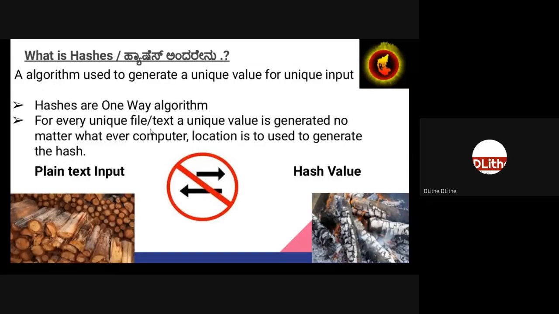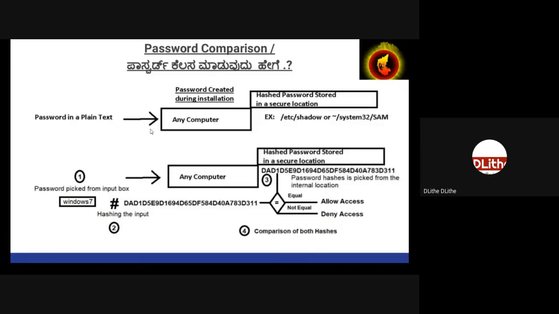Right? And the second characteristic is that for every unique file, as long as you're using the same hashing algorithm and the same input, irrespective of whatever computer you use, whichever location you are, whichever tool you use, at the end of the day, you will be generating the same hash value for the same text. Okay, so these are two characteristics why hashes are widely used in passwords, which means in your computer, you will never store your passwords, at least your system's passwords. Those passwords will never be stored in plain text.